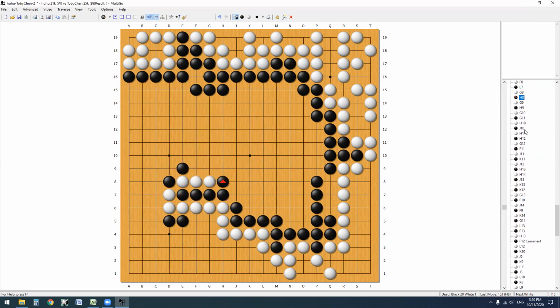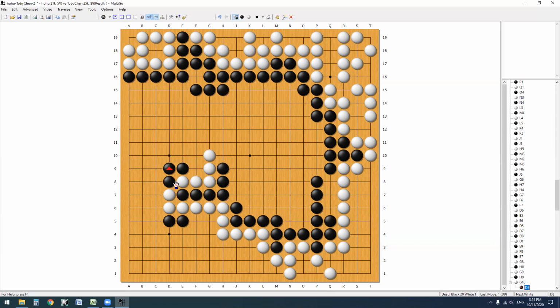Okay. Another thing I want to talk about is this one, this is Toby. Now if I ask you, Toby, do you think this is a good move? No, it's not, because again, this one doesn't have any connection with any of your stones. So instead of doing this, you should just connect.